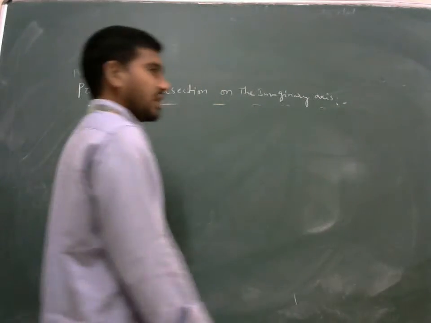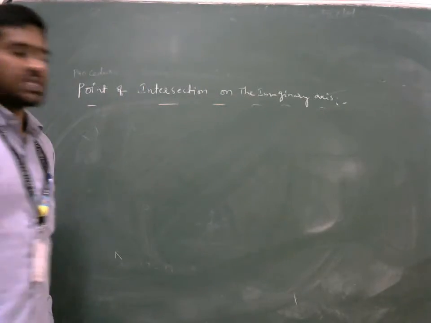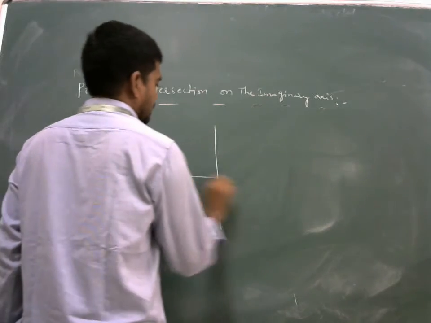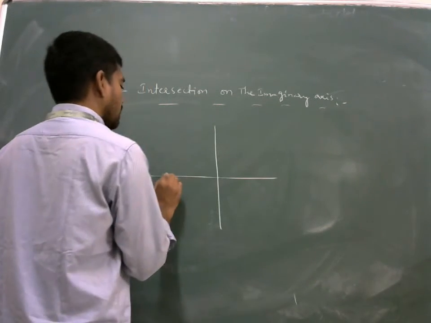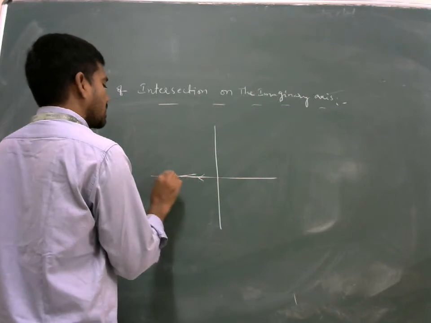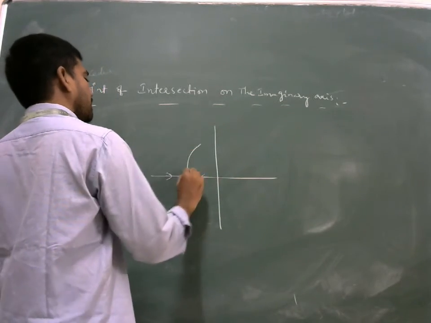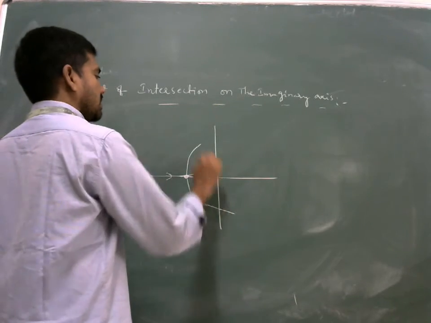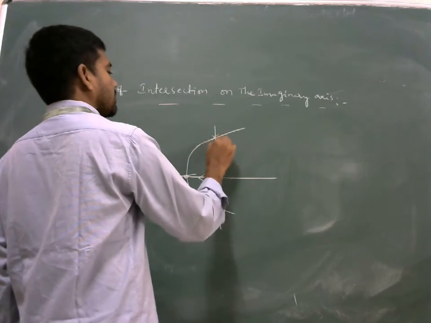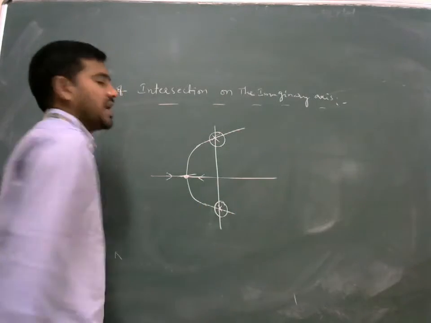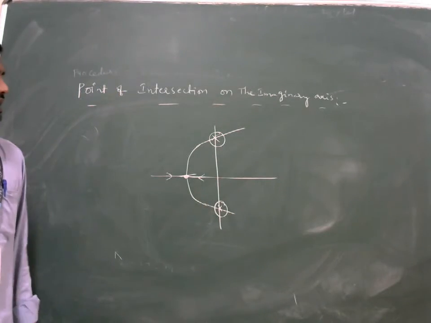What is the point of intersection on the imaginary axis? It is nothing but this. Now you concluded that these two poles collide here. They are going to break away in this direction. They are going to travel like this. This we call the point of intersection on the imaginary axis.